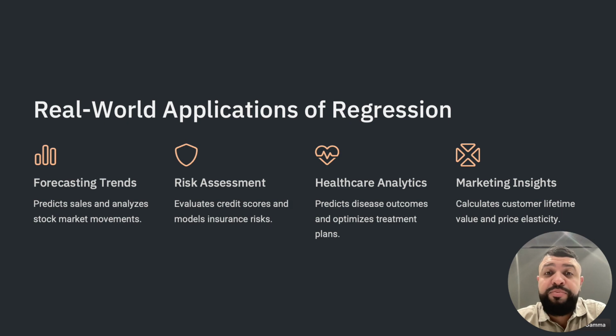Now, let's explore some real-world applications of regression analysis across different industries. First, forecasting trends. Regression is often used to predict sales, stock prices, and other business metrics based on historical data. This helps businesses make data-driven decisions about budgeting and investing strategies. The second is risk assessment. In finance, regression is used for credit scoring, or in insurance to model risk and predict claims based on customer profiles.